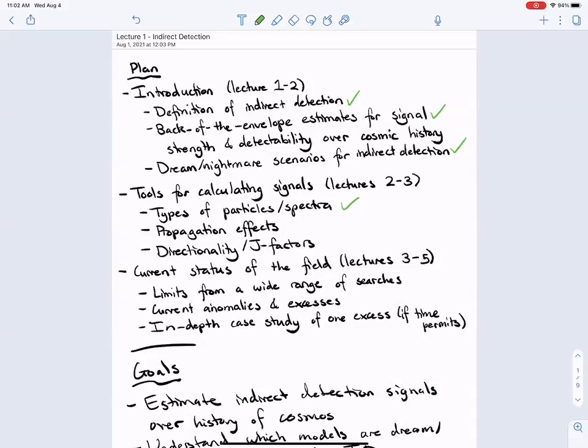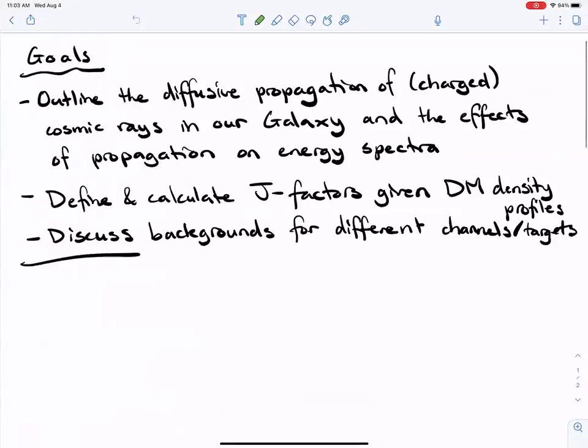The first is that as charged particles propagate through our galaxy, they lose energy and diffuse through the galactic magnetic field, and that modifies the energy spectrum of particles that we observe at our detectors. Whereas neutral particles like photons and neutrinos, especially at high energies, don't get absorbed very much as they pass through the galaxy. And then we have directional information, so I want to talk about what kind of spatial distribution of signals on the sky we expect to see in that case. That's what we're going to do today. And if time permits at the end, I'll also talk a bit about the backgrounds relevant to different detection channels and targets in indirect detection.